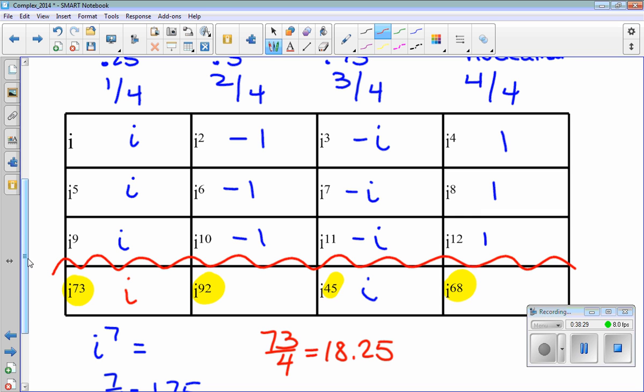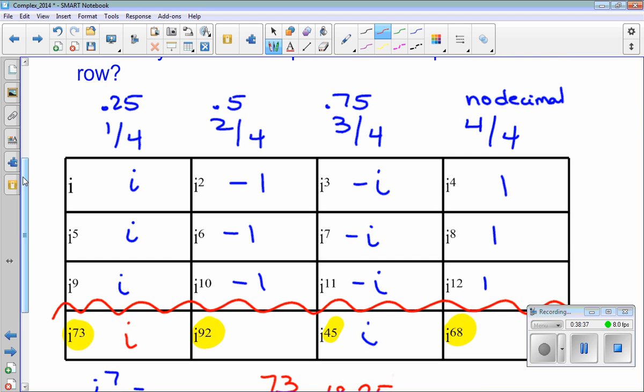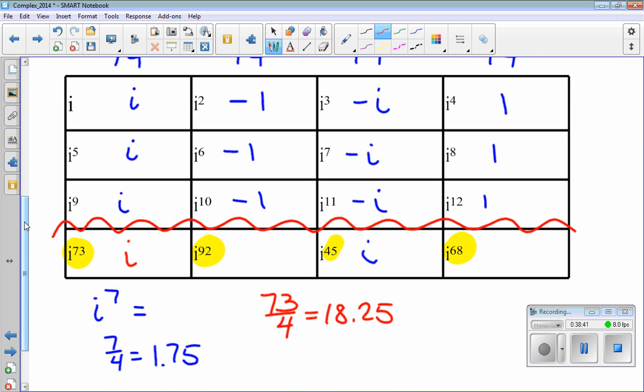i to the 92. What's 92 divided by 4? Exactly? No decimal? No decimal means the answer is 1. What's 68 divided by 4? Is there no decimal again? So it's just going to be 1. Done. Very easy. Kept a pattern.